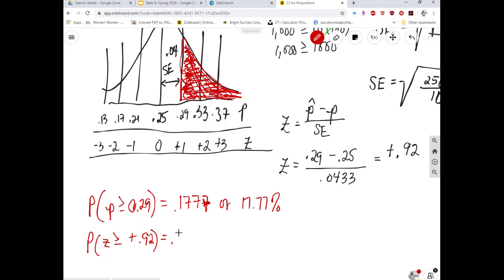is 0.1777 or 17.77%. Now, why is this the same? It's the same because this probability, 0.29, lines up with the z-score of 0.92.